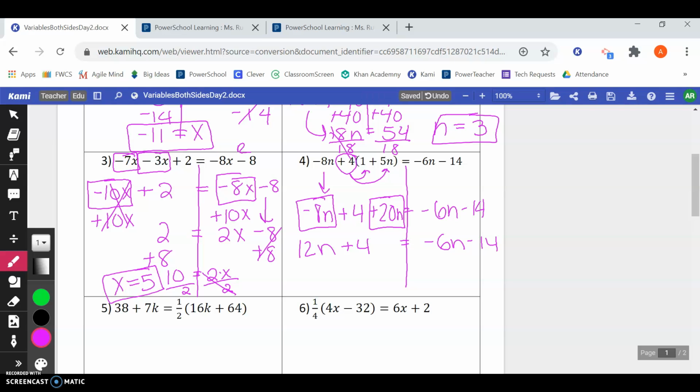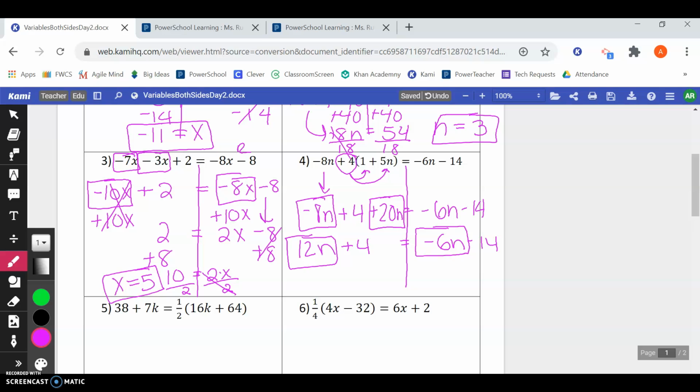So now I look and I notice that I have n's on both sides of my equation. And so in order to solve, I have to get them on the same side. And normally I just want to move the smaller one. So negative 6n is smaller than a positive 12, right? Because a negative is always going to be smaller than a positive.